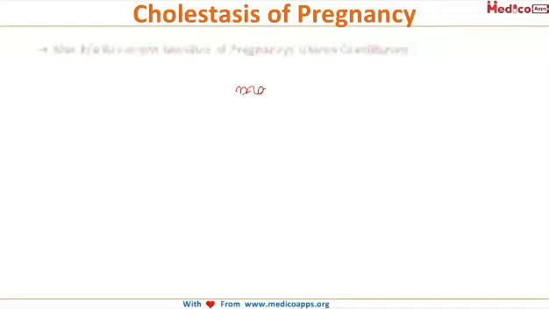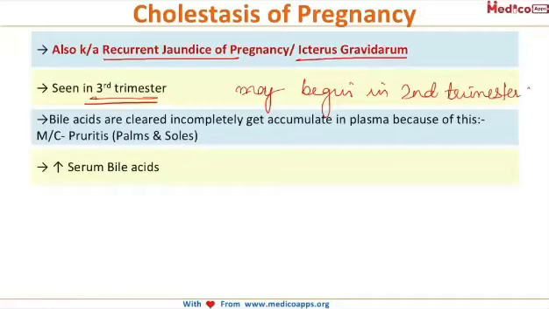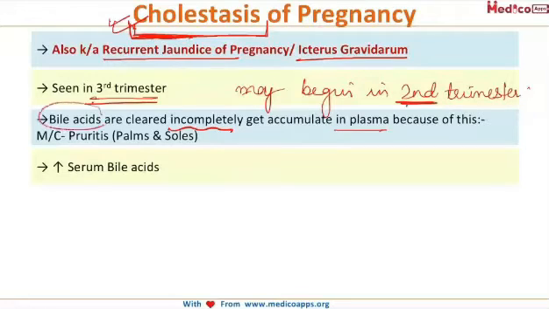Now this cholestasis of pregnancy is also called recurrent jaundice of pregnancy or icterus gravidarum, and it is mostly seen in the third trimester, but it may begin even in the second trimester. Now the basic pathology is explained by its name itself. Cholestasis means stasis of the bile. That means the bile is incompletely excreted, and this is the reason the bile acids and bilirubin are incompletely cleared and get accumulated in the plasma.